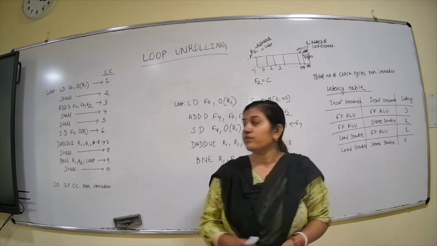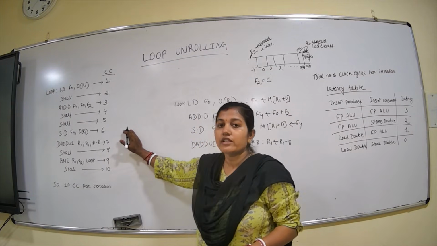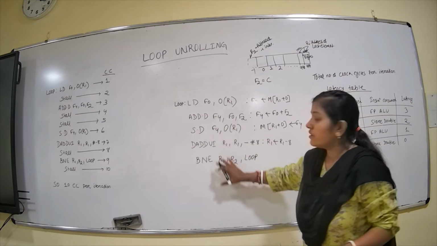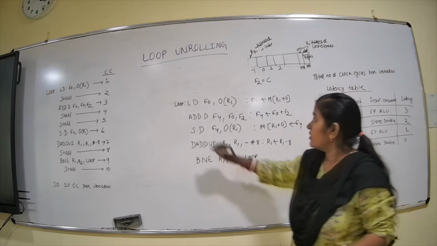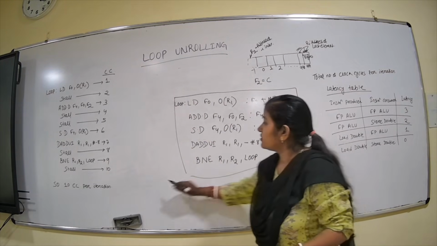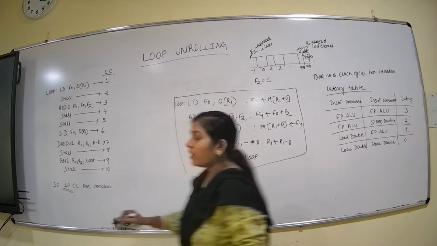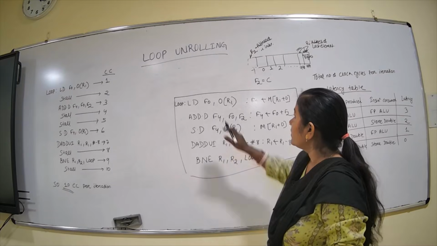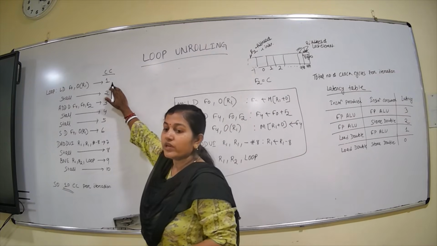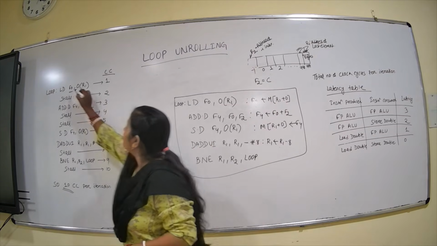Okay. Now on this side I have already written the number of clock cycles per iteration. So how are we calculating? This is our original instructions. How many clock cycles will it take? 10 clock cycles. Now how does this 10 come? See, this load operation takes the first clock cycle, and it produces F0.